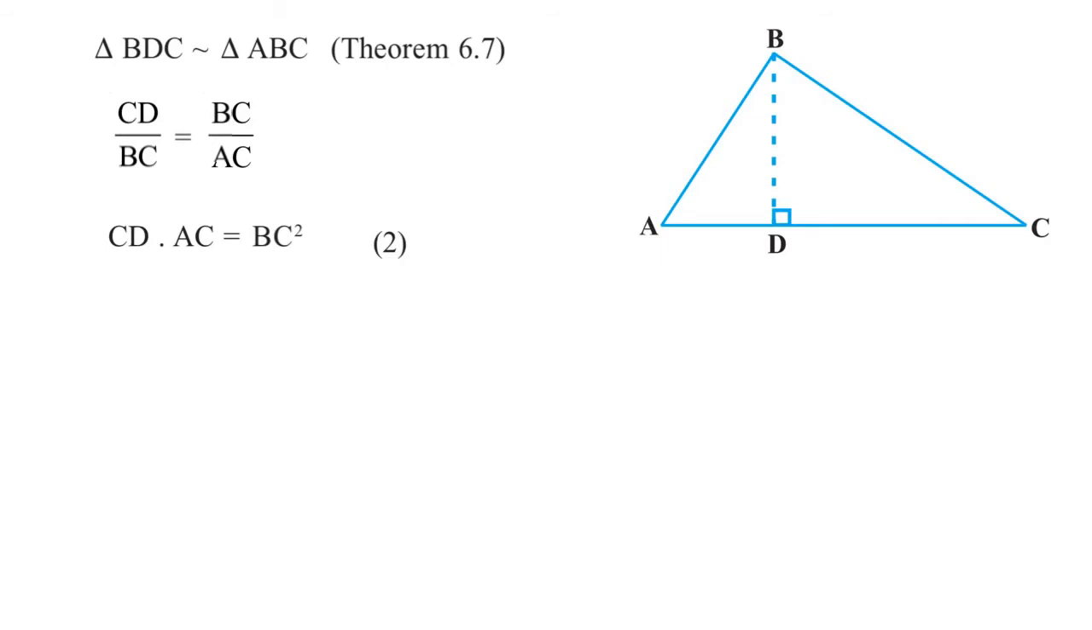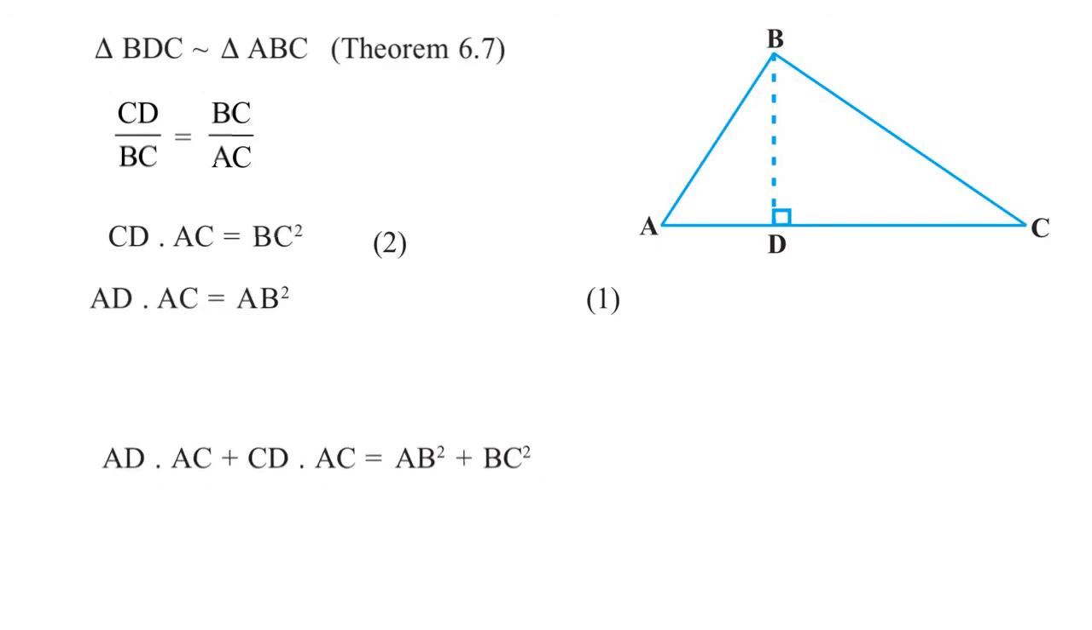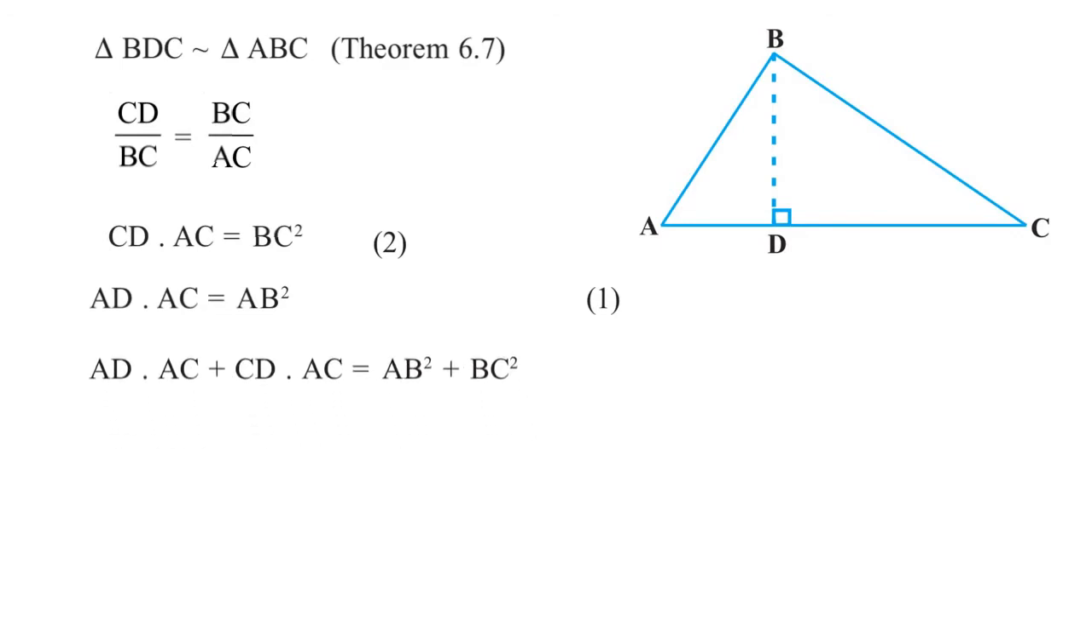So what's our equation 1? Remember that? AD times AC is equal to AB squared. This is our equation 1 and this is our equation 2. Now, can we add them both? If we add them both, AD times AC plus CD times AC will be equal to AB squared plus BC squared. So we can add 1 and 2 and we get AD times AC plus CD times AC is equal to AB squared plus BC squared.